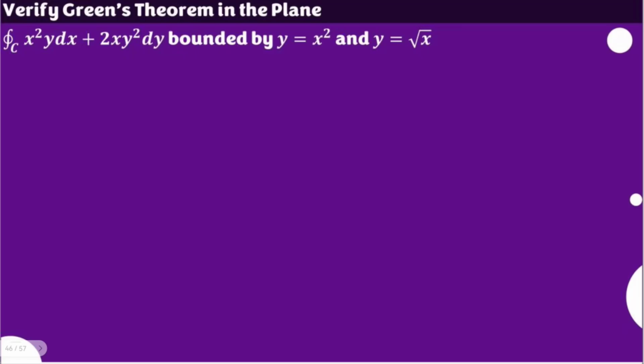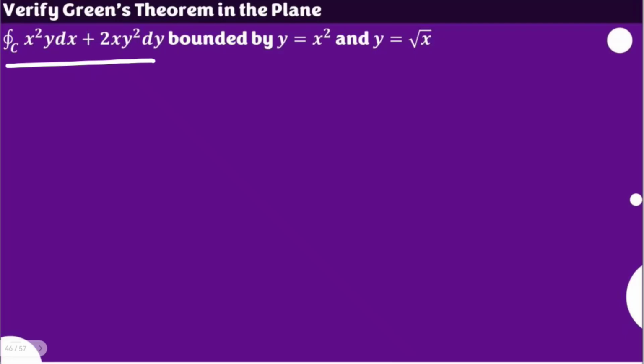Let's have this given item here, and we are to verify the result of this integral using Green's theorem in the plane. Take note here, we have the integral over the contour path C of these functions, but strictly bounded by y is equal to x squared and y is equal to square root of x.